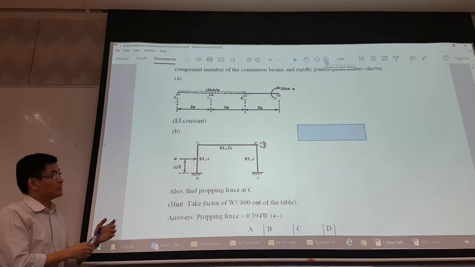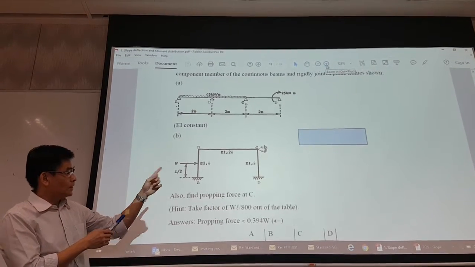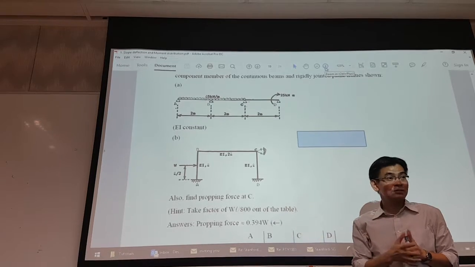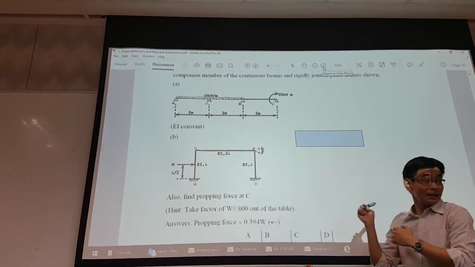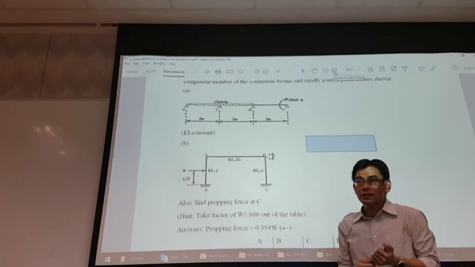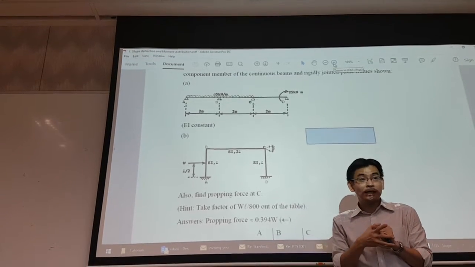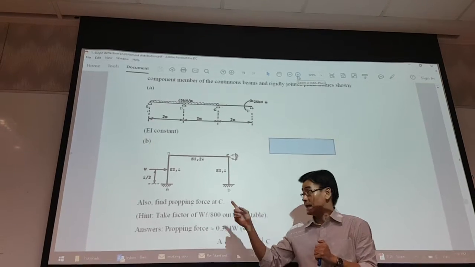Now, there will be a chance that if you look into this particular structure and you don't have this particular joint over here at C, what is going to happen to this structure? It's going to sway to the right, correct? Very obvious. Once you have this popping force, your structure will not sway to the left. So that's how you define the popping force and how you're going to calculate the forces.